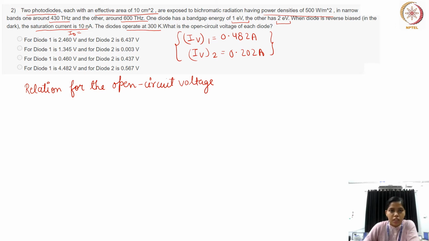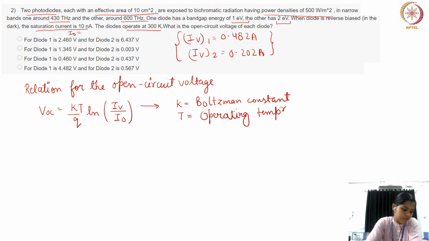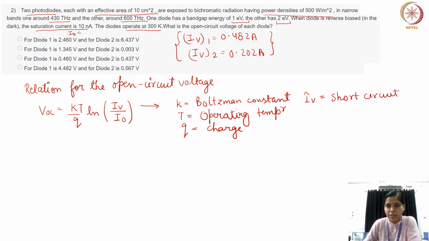So let's write this. The expression is VOC equals KT by Q ln of IV divided by I naught, where K is the Boltzmann constant, T is the operating temperature, Q is the charge, IV is the short circuit photocurrent, and I naught is the saturation current.